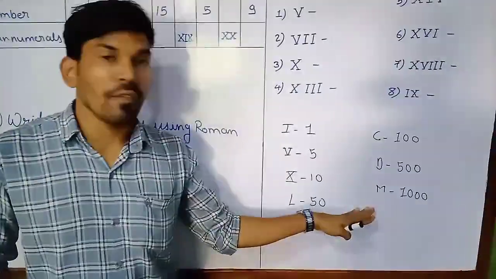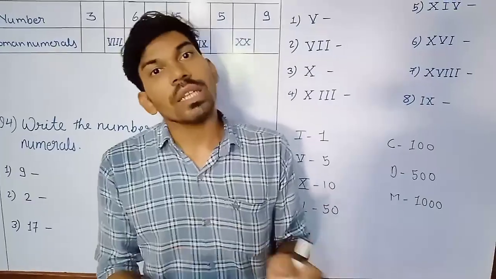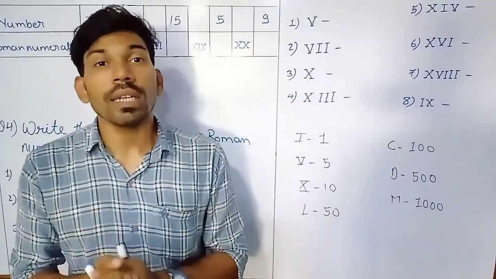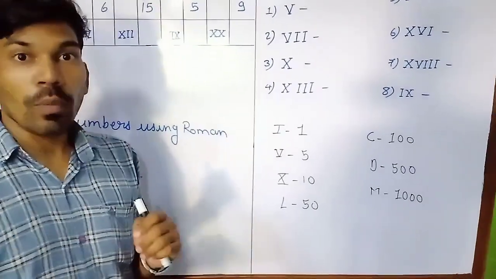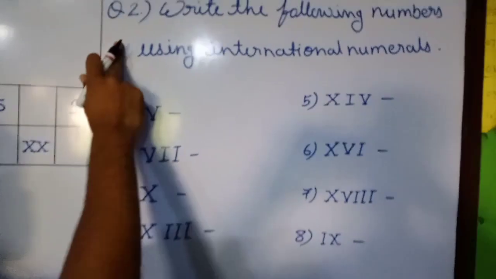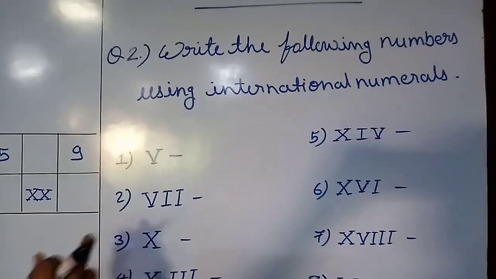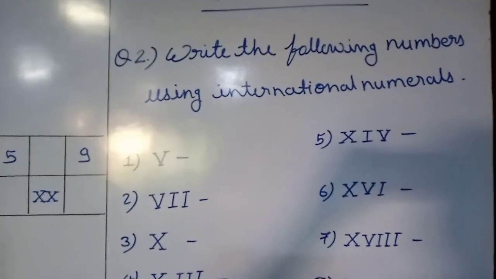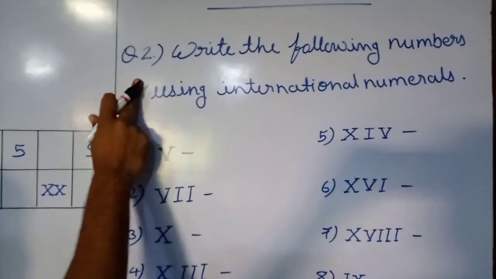By using these 7, we are going to convert Roman numerals into Hindu Arabic numbers, and also generate the other Roman numerals. So today we are going to solve our problem set number 1. The question number 1 we already completed in the first video. That was to write the Roman numerals from 1 to 20. We did it for homework. Now we have to start from question number 2.